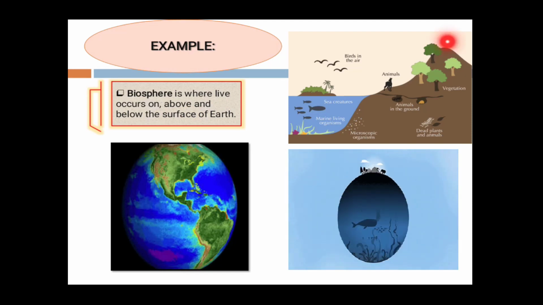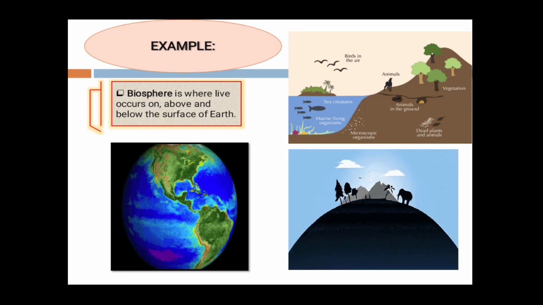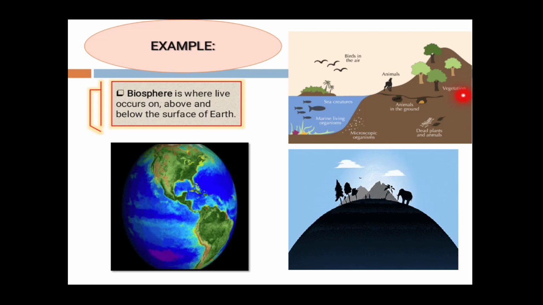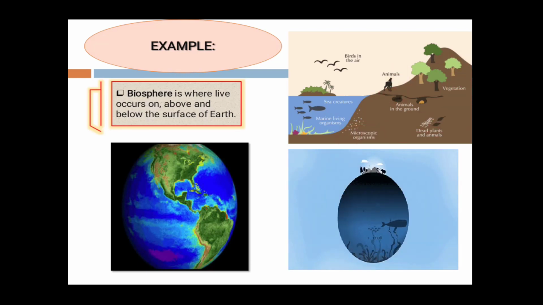Let's take an example. You are seeing in the first picture, birds are flying in the air. Birds are living organisms, so life exists in air. So air is a part of the biosphere. In water, fishes and other aquatic animals are present, and aquatic plants are present in water. Water is a part of the biosphere. On land, trees, animals, for example human beings, and microorganisms are present. So land is also a part of the biosphere.